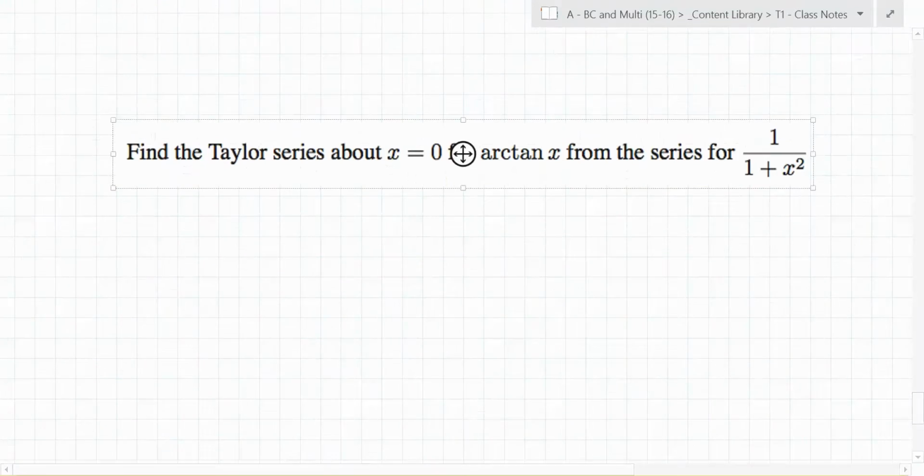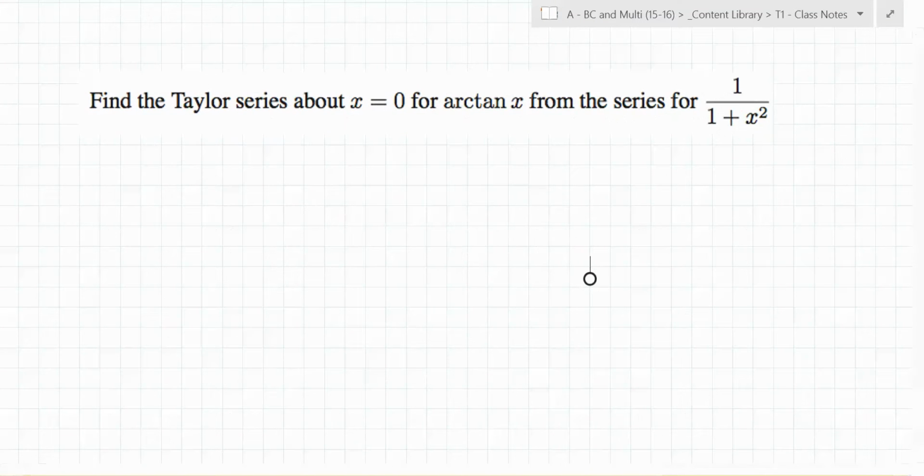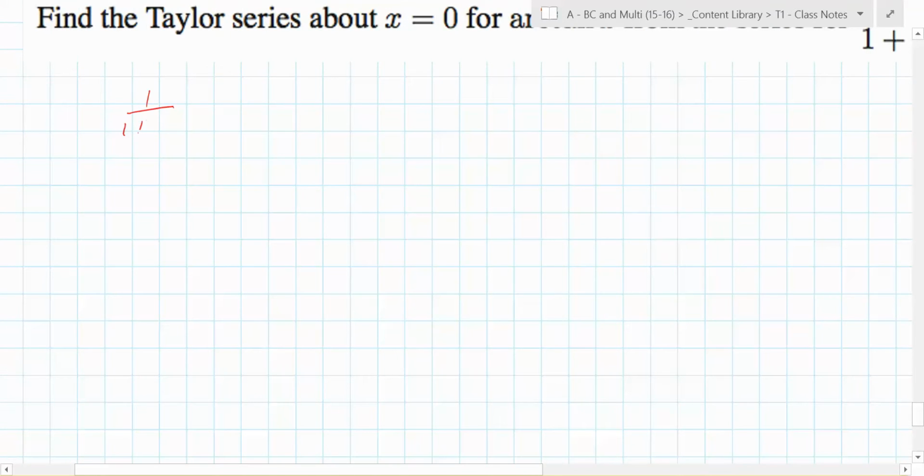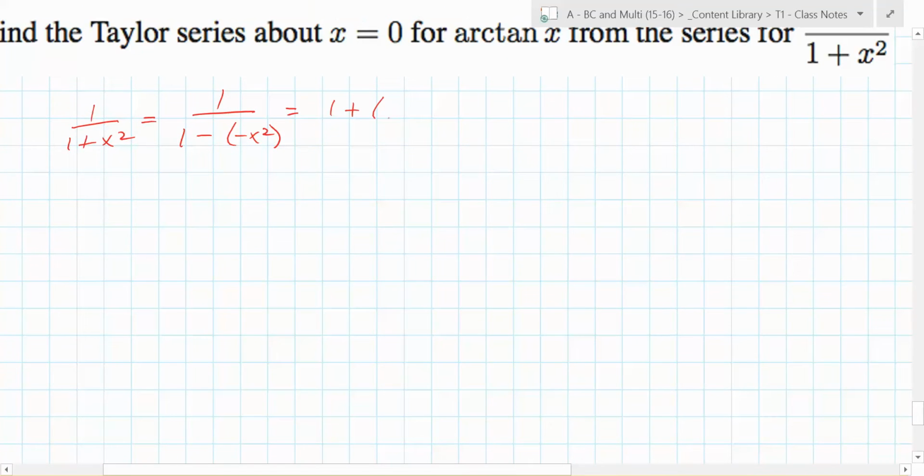Okay. Find the Taylor series for x equals 0 for arctan from the series 1 over 1 plus x squared. Don't be too excited here. Jesse, what is the expansion for 1 over 1 plus x squared? Well, we know that was 1 minus negative x squared. We did that before, right? So what's it going to be? It's going to be 1 plus negative x squared plus negative x squared squared plus negative x squared cubed and so forth, right?